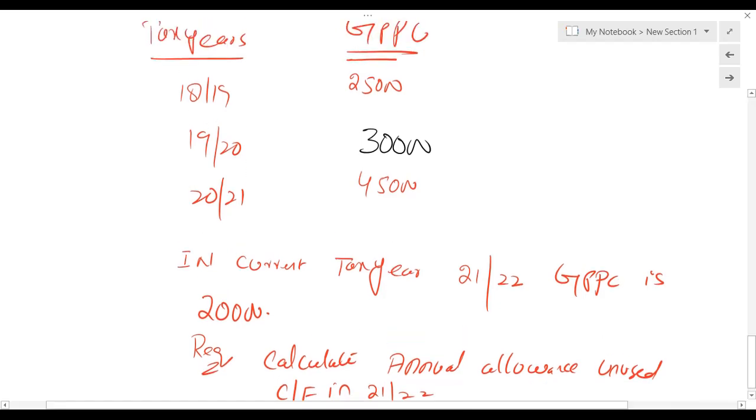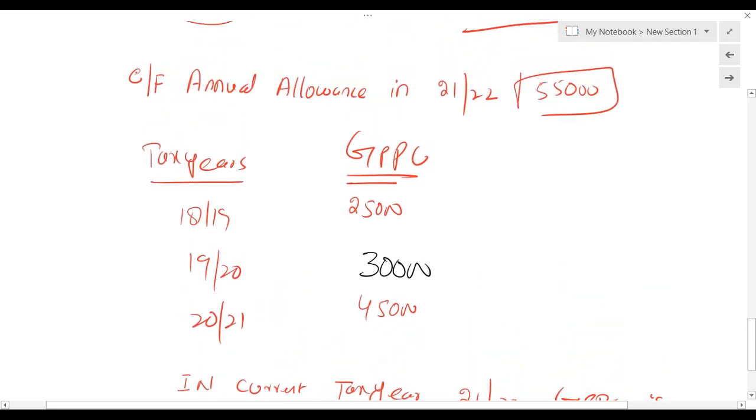How to solve the question? As I mentioned earlier, first you have to use the current year limit, and after that, if your contribution is more than 40,000, then you go 3 years back and use the unused limit on FIFO basis. Okay, let's see this.